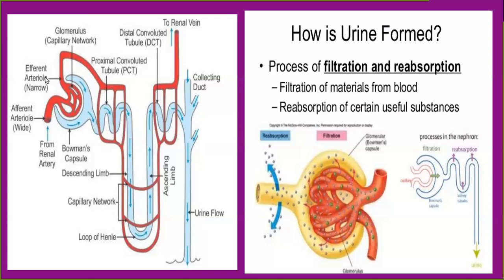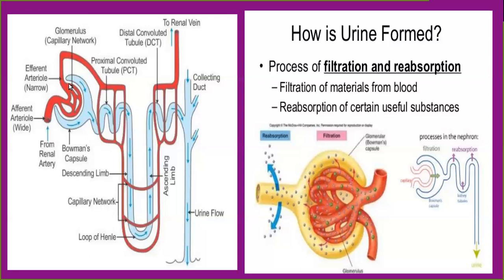You can see that one end of the glomerulus is attached to the renal artery. This region is called the afferent arteriole. It's a part of the renal artery. You know, the renal artery brings the dirty blood into it.